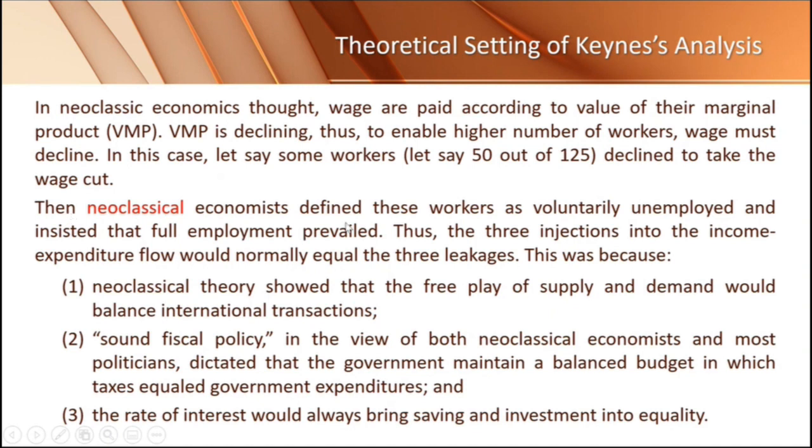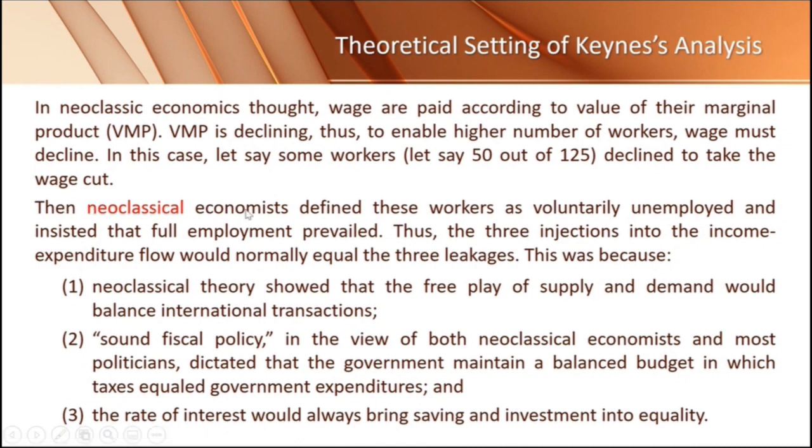Then the neoclassical economists define this worker. Okay, so wages must decline if you want to hire more workers. In this case, let's say some workers, let's say 50 out of 125, decline to take the wage cut. Right? So these 50 don't want to take the wage cut. So what happened? Do you consider these 50 as unemployed?